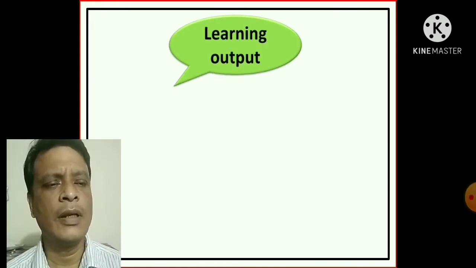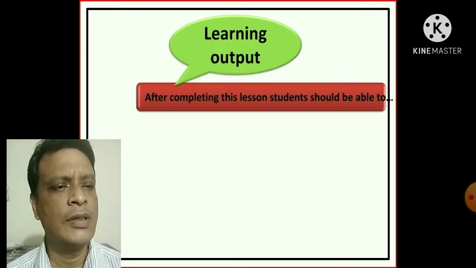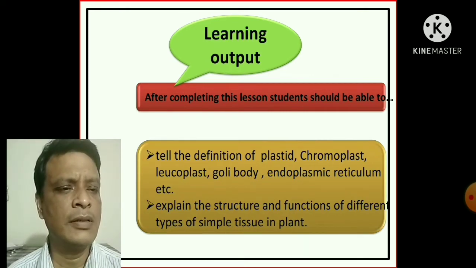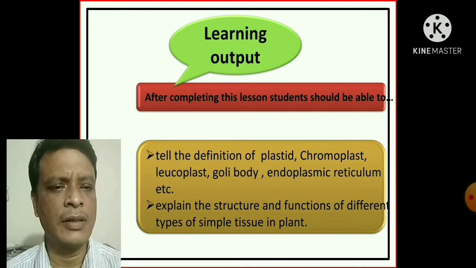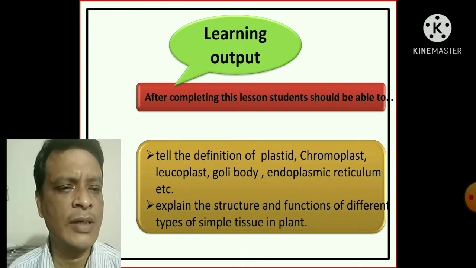The learning outcome. After completing this lesson, the student should be able to tell the definition of plastid, chloroplast, leucoplast, Golgi body, endoplasmic reticulum, etc. Students can also explain the structure and functions of the different types of simple tissue in plants.